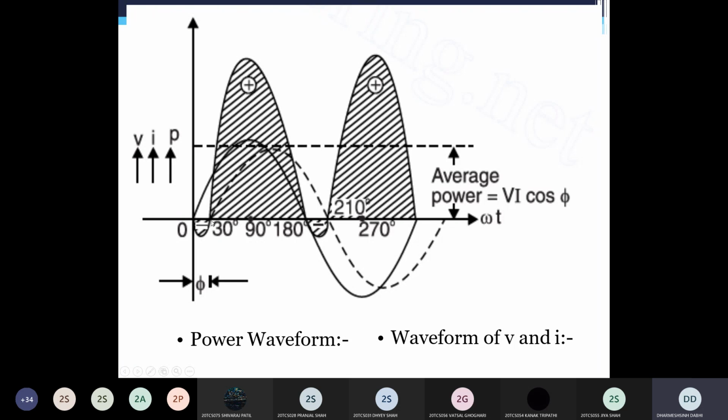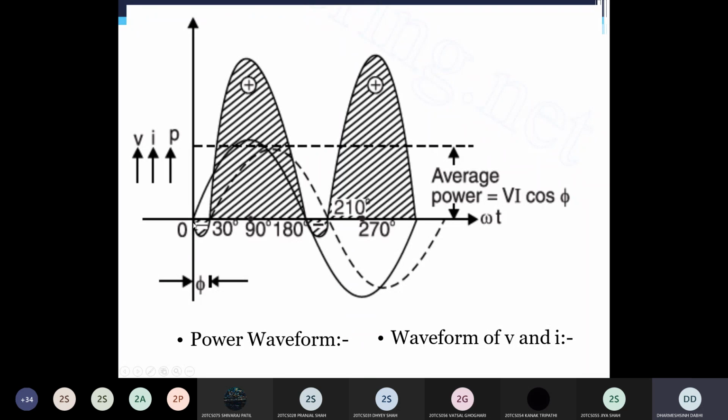Clear? So you can see that the current starts from omega t equal to 30 degrees. Then we draw the waveform of instantaneous power. You can draw the power waveform from the voltage and current waveforms, because power is the multiplication of voltage and current. So when both are positive, you get positive power. If either one is negative, you get negative power.